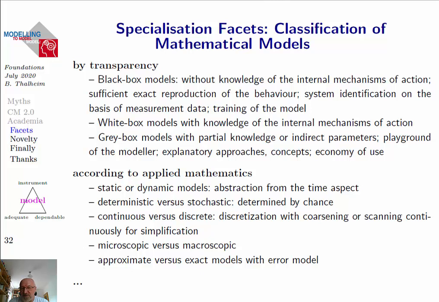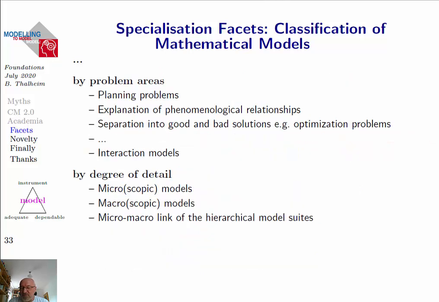We can also separate the models and classify the models by problem areas. We have planning problems, we have explanation, and some kind of relationships, at least at the phenomenological level. We have a separation into good and bad solutions, let's say for optimization problems. We have interaction models. And we can also go by the degree of details.